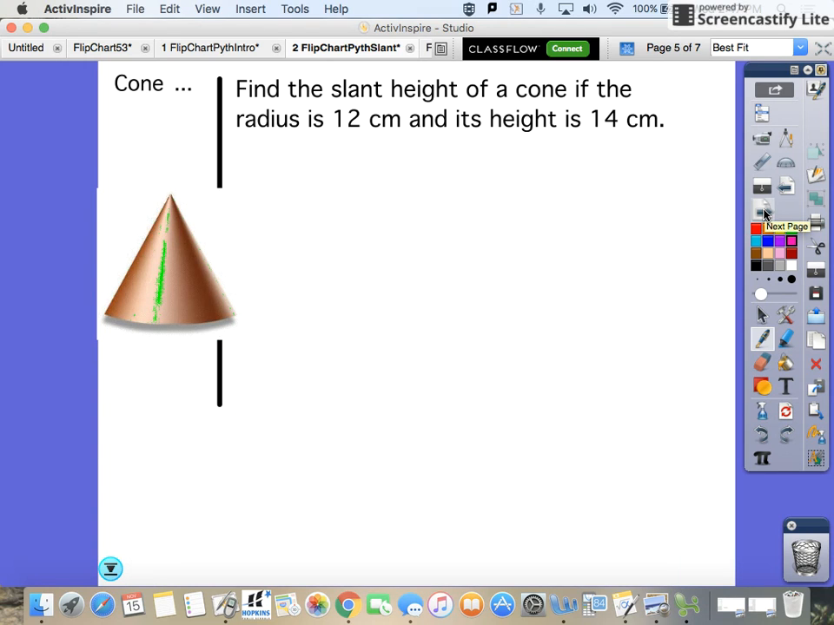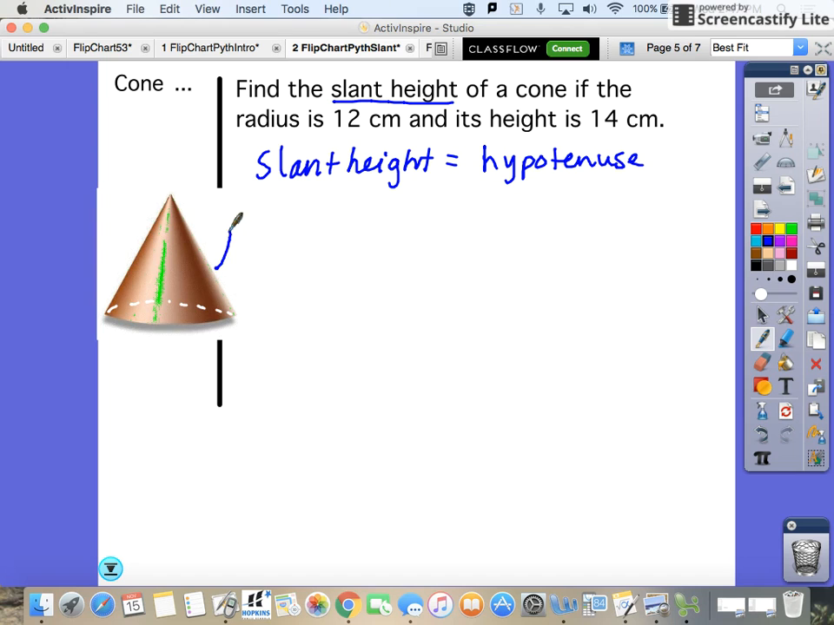Next example is about a cone. So a cone's a little bit weird, a little bit different. A cone is a three-dimensional figure, kind of like an upside-down ice cream cone. The slant height is the same as the hypotenuse. This is the slant height coming down the edge of the cone.